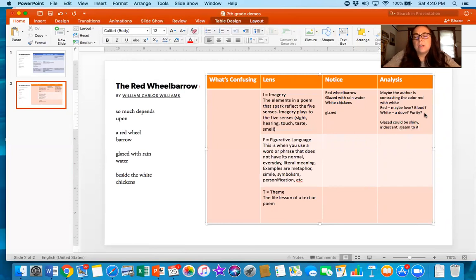And maybe that could imply to us that, I don't know, the author obviously wanted to make the wheelbarrow stand out. Glazed in rainwater. I don't know. Why did the author say rainwater? Maybe rainwater washes things away.